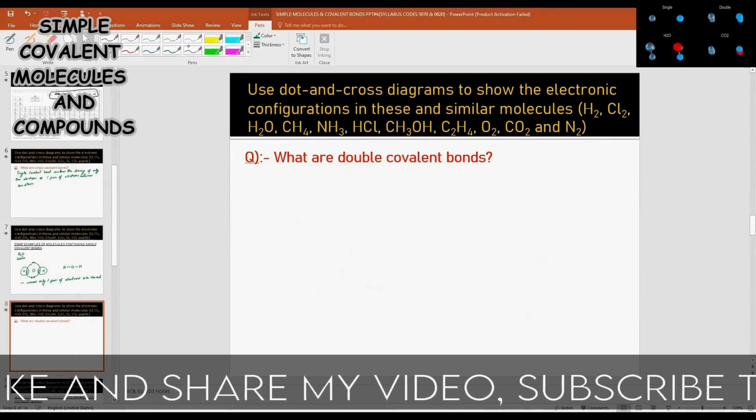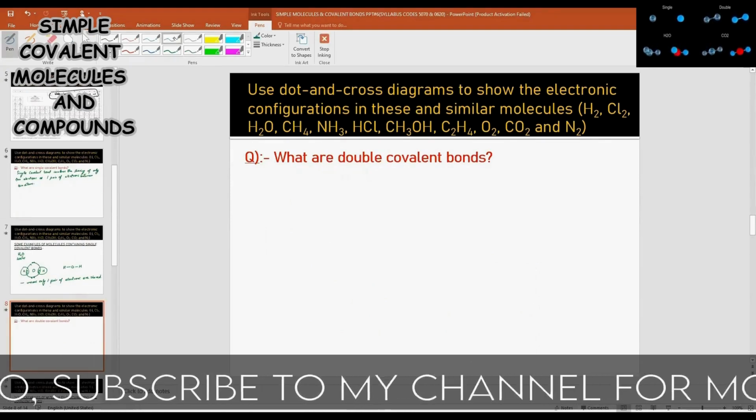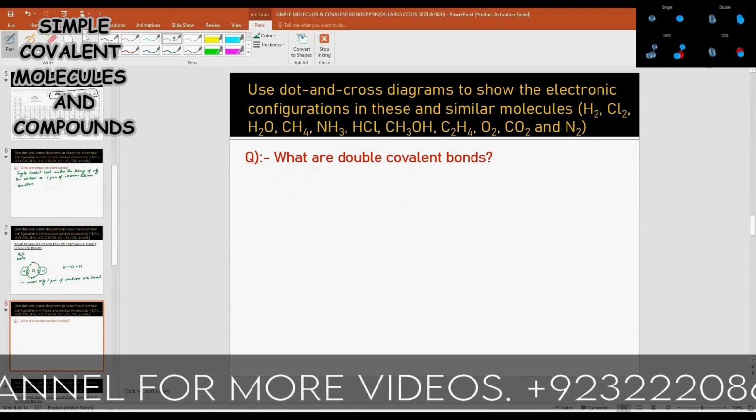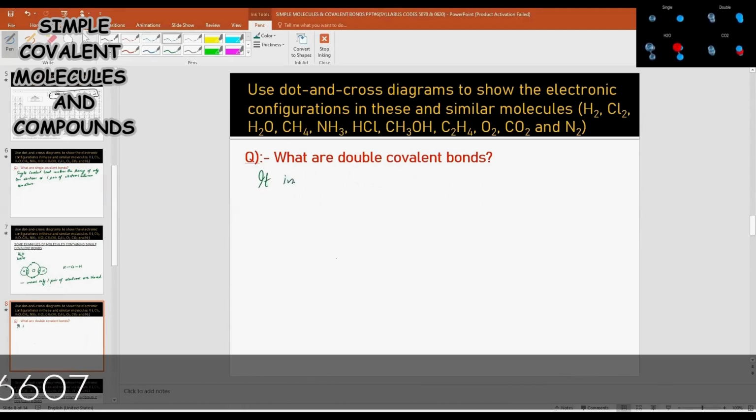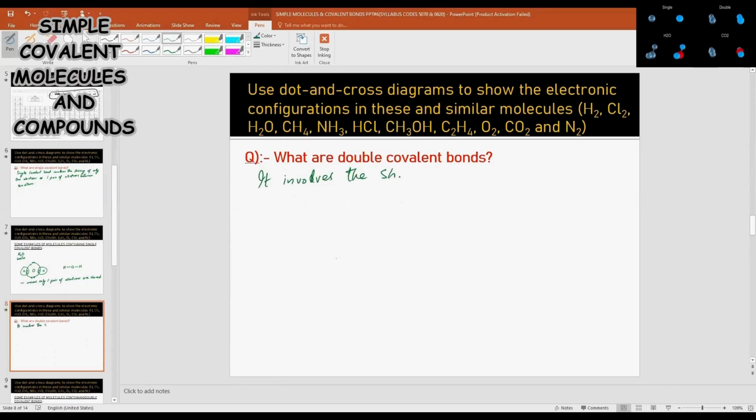What are double covalent bonds? A double covalent bond involves the sharing of only 4 electrons or 2 pairs of electrons between 2 atoms. It involves the sharing of 2 pairs of electrons or 4 electrons between 2 atoms.